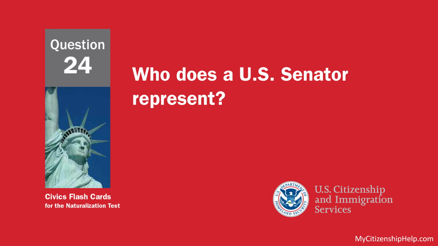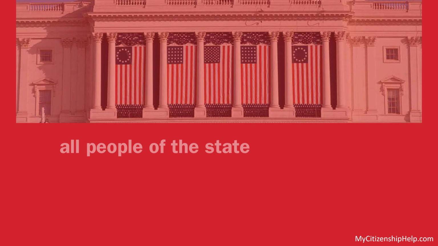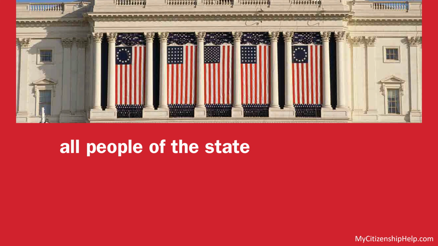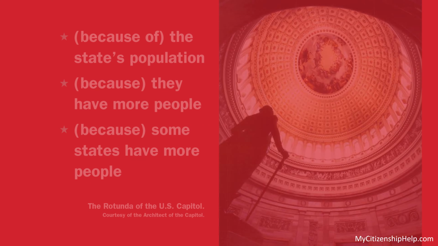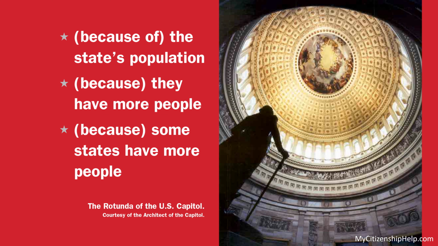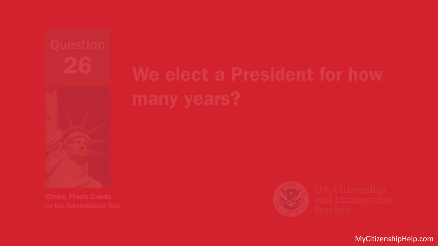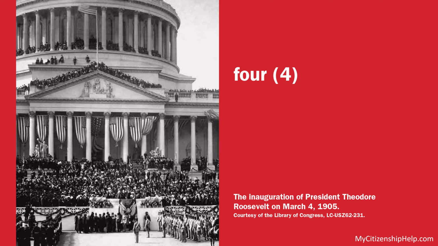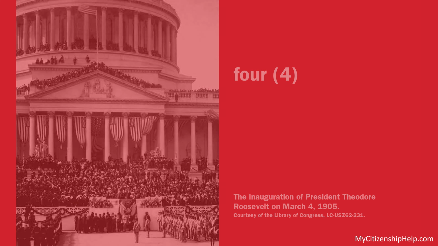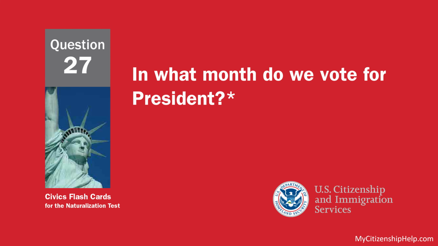Who does a U.S. senator represent? All people of the state. Why do some states have more representatives than other states? Because of the state's population. Because they have more people. Because some states have more people. We elect a president for how many years? 4. In what month do we vote for president? November.